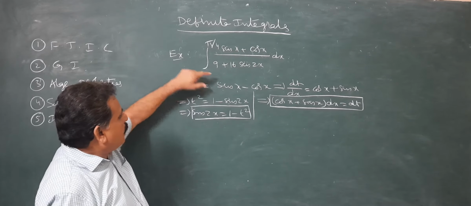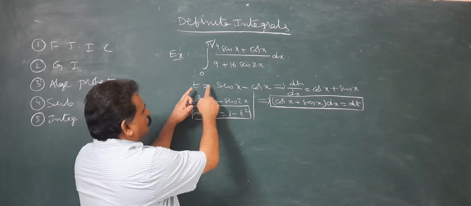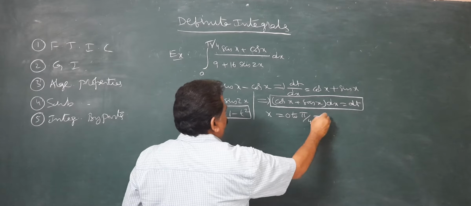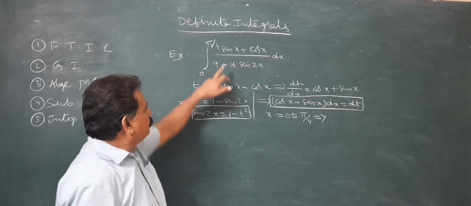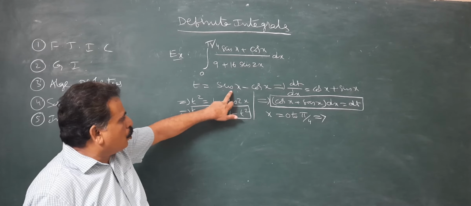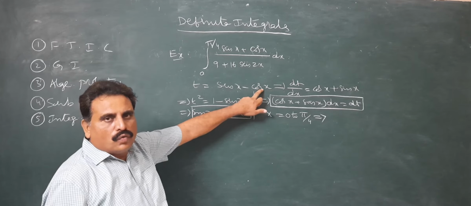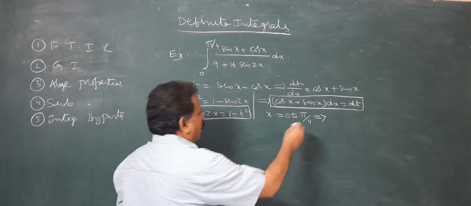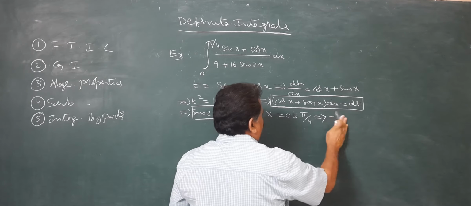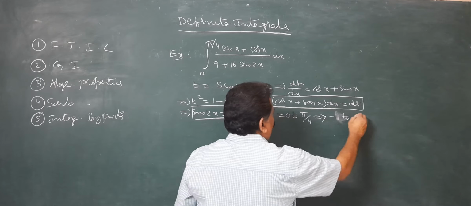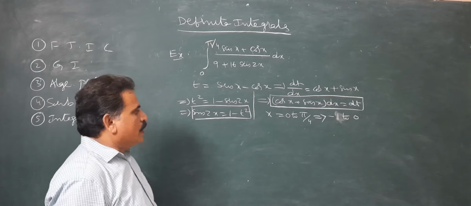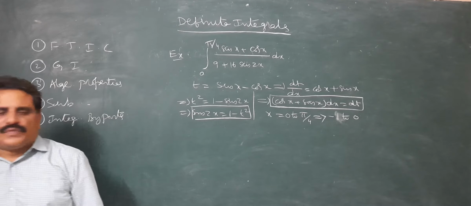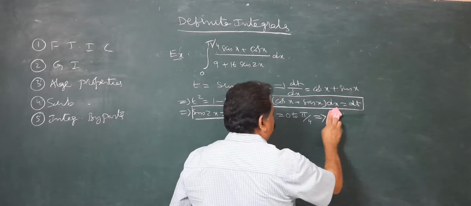Now x varies from 0 to pi by 4, which implies t varies from sin 0, 0, minus cos 0, 1. So whenever you substitute x equal to 0 in this, we get minus 1. Minus 1 to 0. The t limits are minus 1 to 0. t varies from minus 1 to 0.